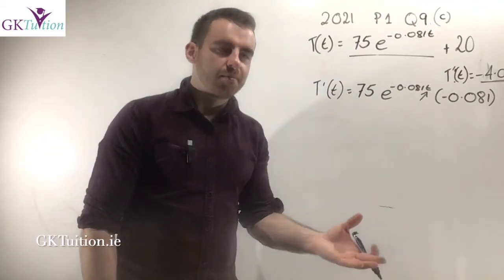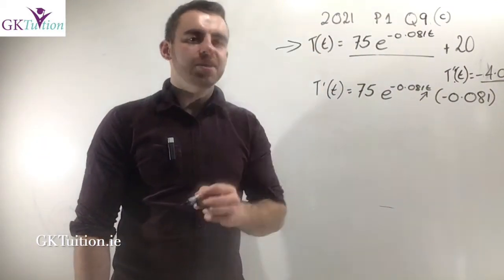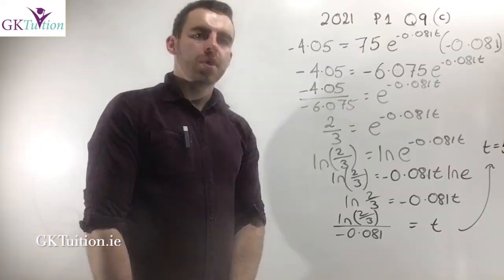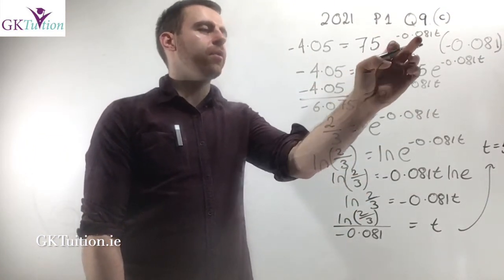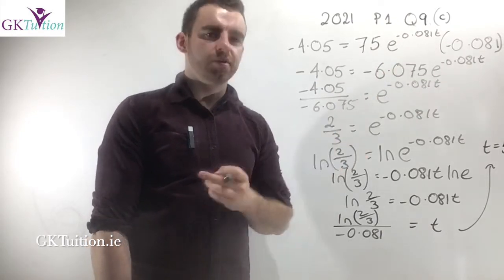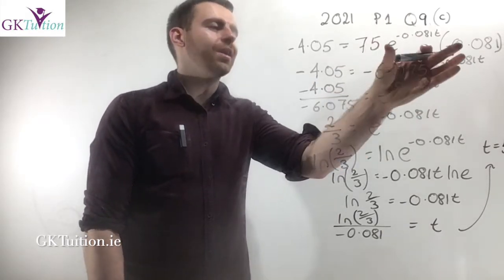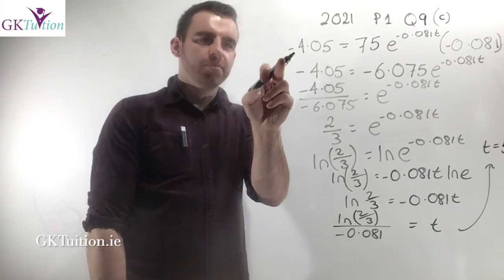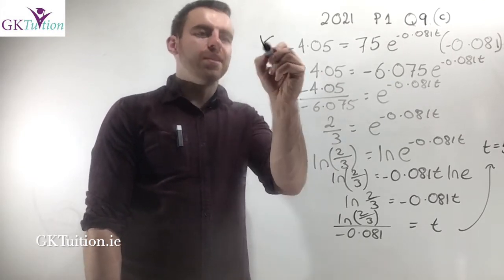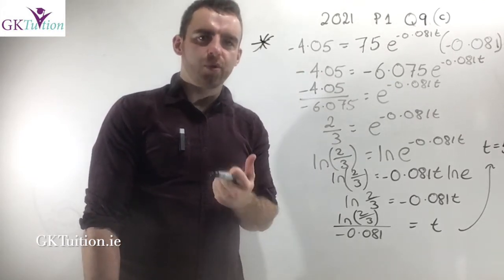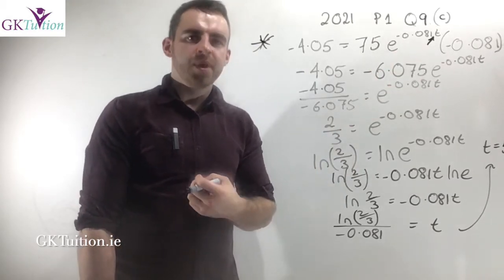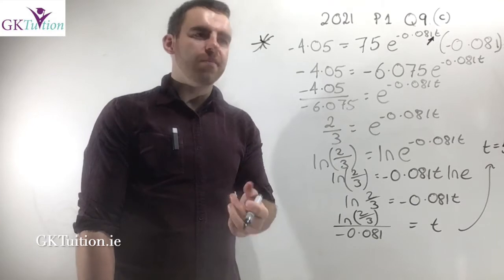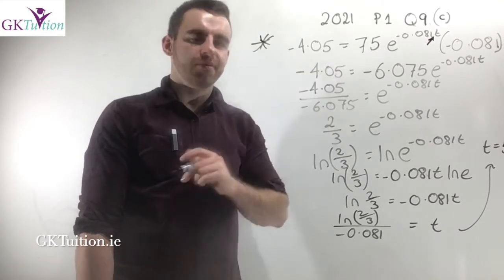Then when I have the time, I'll be able to sub into this equation and get the corresponding temperature. So we've worked out that our derivative is 75 e to the power of this by minus 0.081. And now we can let that equal what was given in the question, minus 4.05. At this stage you should notice that we've got one equation and one unknown, so we can solve and work out small t, the time at which the first derivative is equal to minus 4.05.